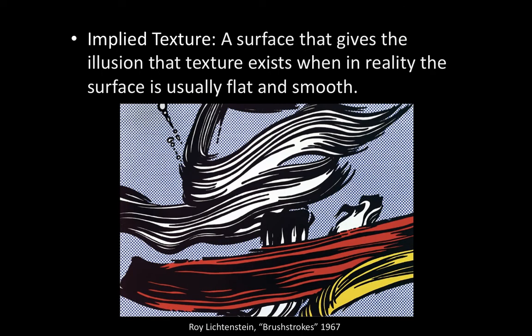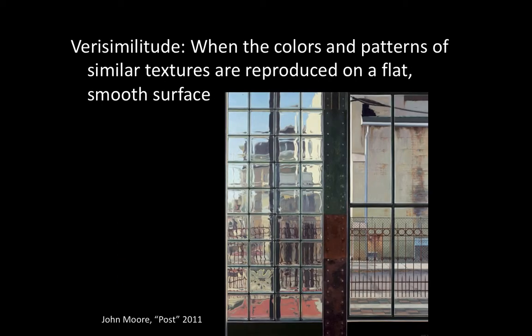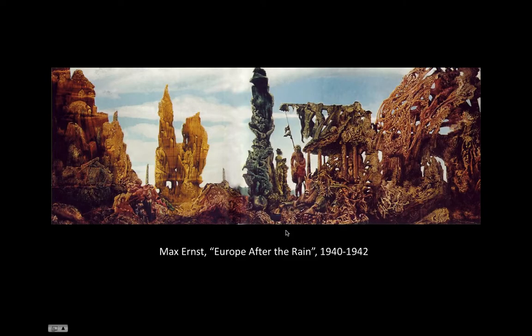Implied texture means that it's just the illusion of texture. If you touch the surface, it would be completely smooth, but there's visual texture. So when we looked at this image, the brush strokes create some textures and the dots create texture. But again, if you put your hand over it, it would be smooth. Let's skip that one.